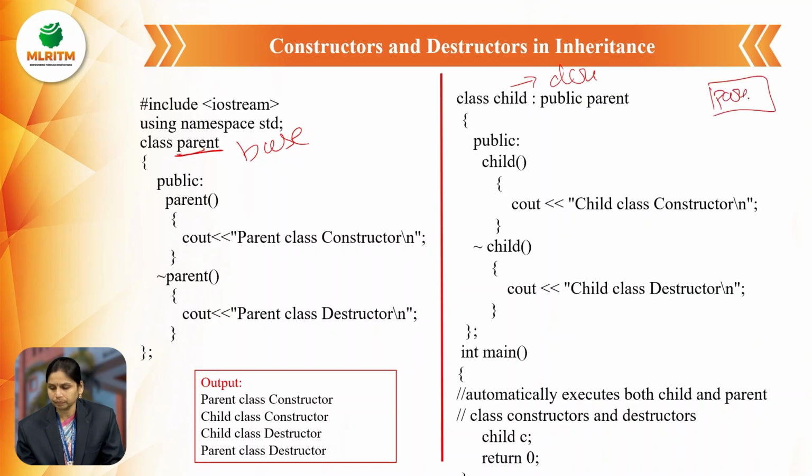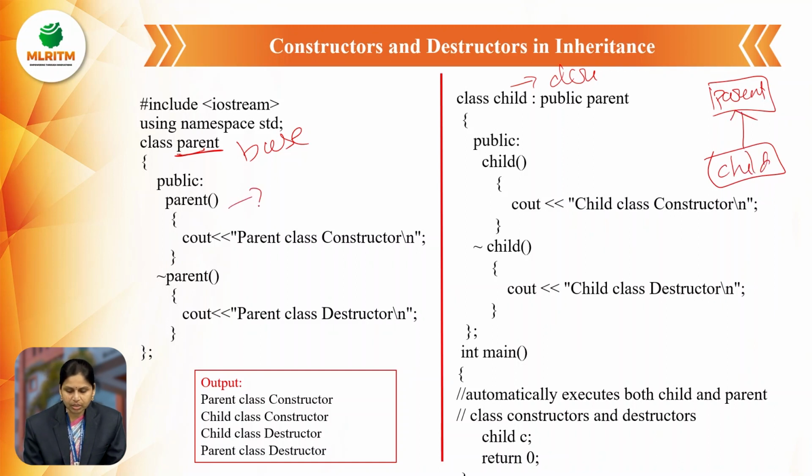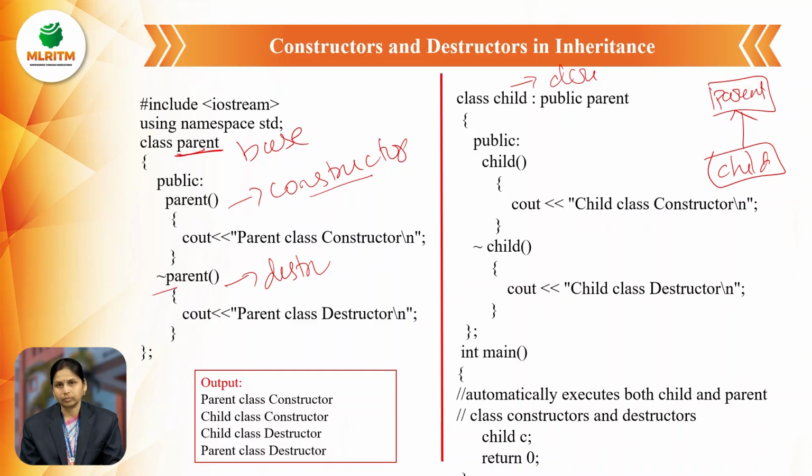Parent and child. So now this is a constructor, and this one is a destructor. What is the difference between constructor and destructor? A constructor can be used to initialize the object. A destructor can be used to delete the memory of the objects. So here we are using the constructors and destructors in the parent class as well as in the child class.